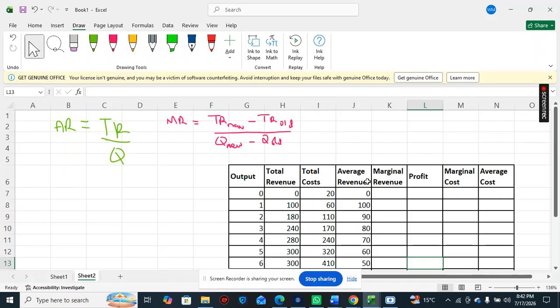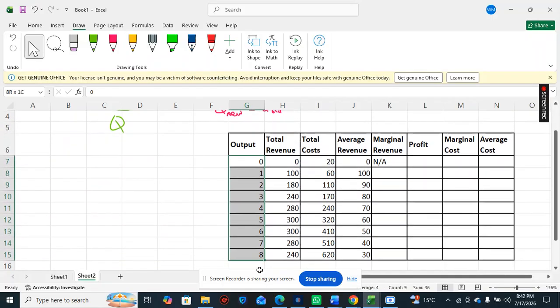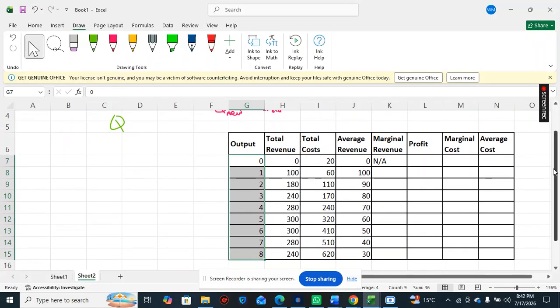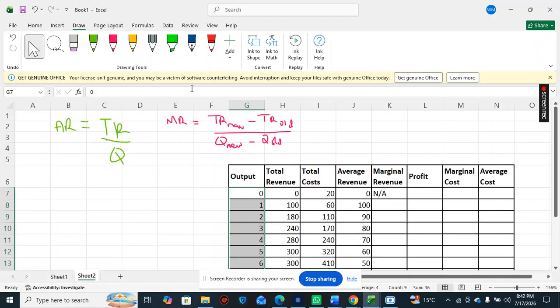When we produce 0 units, there is no marginal revenue. You never have a marginal revenue when you produce 0 units. I also want you to notice that our output is increasing by units of 1, so the denominator in this formula is always going to be 1. All you need to do in this table is subtract the new total revenue minus the old.